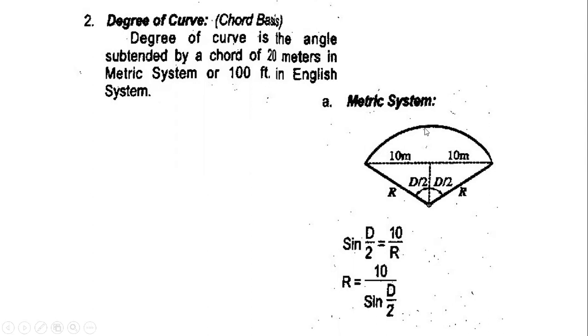So, this line represents the line of symmetry. This will cut the angle, the degree of curve, into two equal parts as D over 2. And of course, from this point to this point, this represents R. So using sine function, just consider this right triangle, we can relate these two. So sine of D over 2 is equivalent to 10 over R. So just isolate R to give us 10 over sine D over 2.